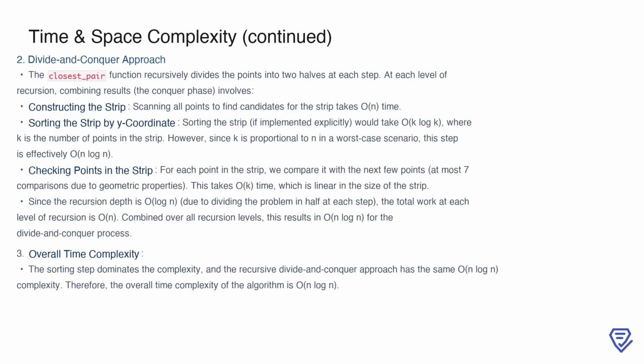Finally, checking the points in the strip involves comparing each point with the next few points, up to a maximum of 7 comparisons, based on geometric properties. This step is linear in the size of the strip, or k. Since the recursion depth is log n, due to halving the problem at each step, the total work at each recursion level is n. When combined across all levels, the divide and conquer process contributes n log n to the overall time complexity. Therefore, both the sorting step and the divide and conquer approach have a time complexity of n log n, making it the overall time complexity of the algorithm.